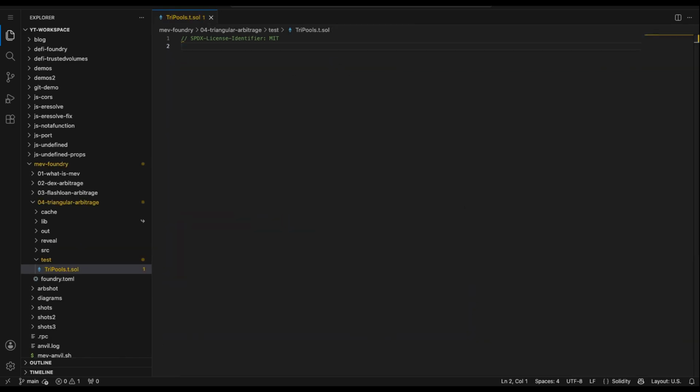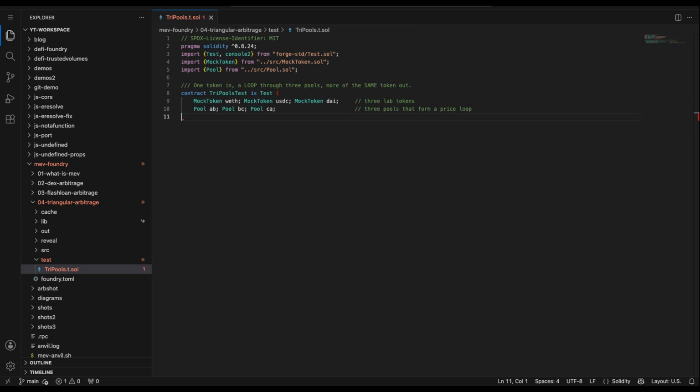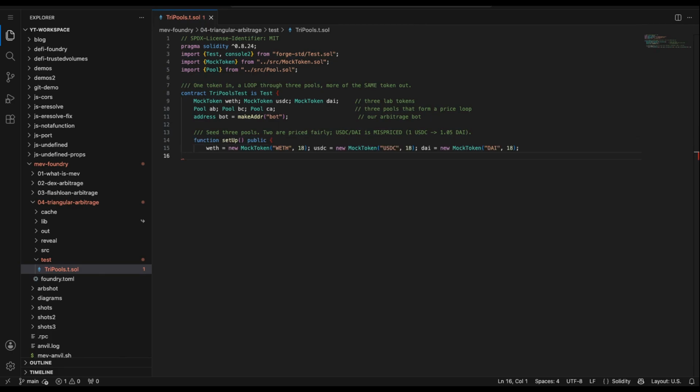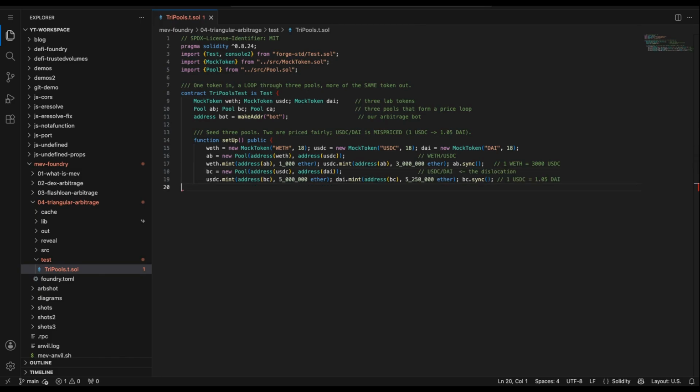Now the lab. We deploy 3 tokens, WETH, USDC and DAI, and 3 pools connecting them in a ring. 2 are priced fairly, WETH to USDC at 3000 and DAI back to WETH at 3000. The middle pool, USDC to DAI, is the mispriced one. We seed it with 5 million USDC against 5.25 million DAI, so it pays out 1.05 DAI per USDC. That tiny dislocation is the entire opportunity. Everything else is a fair market.